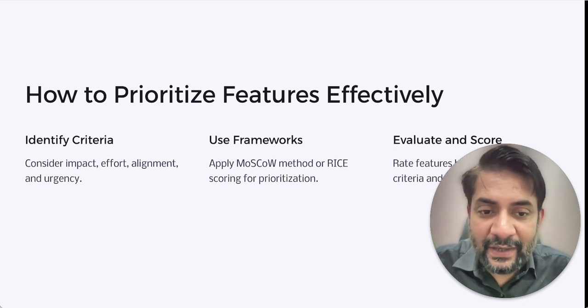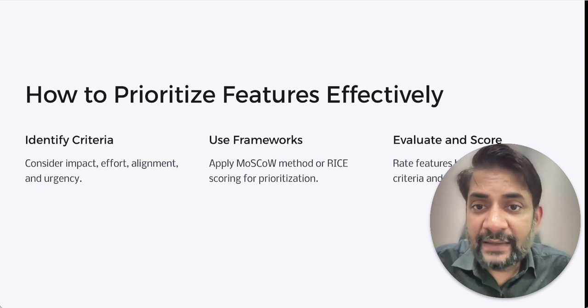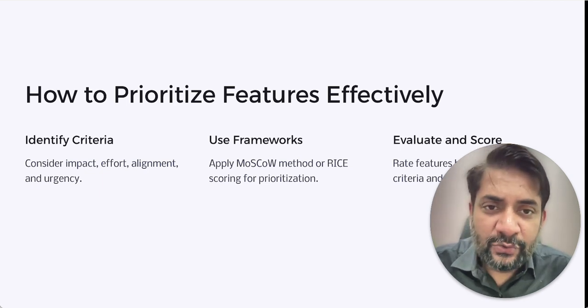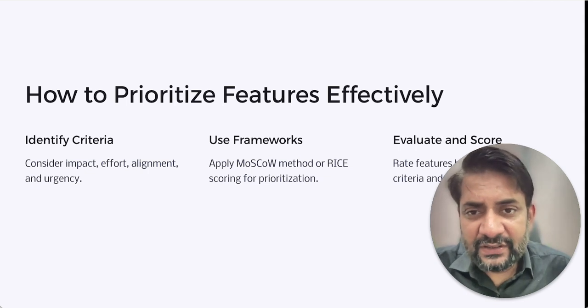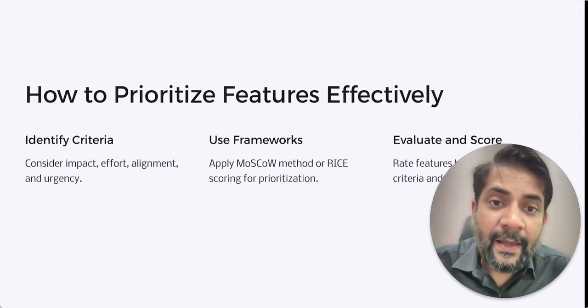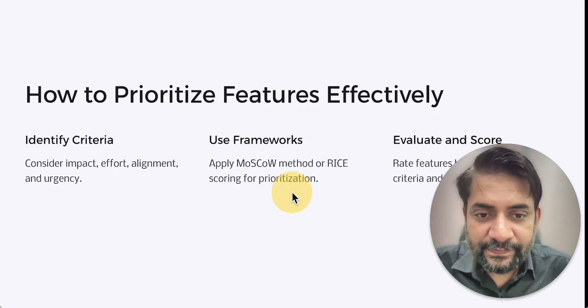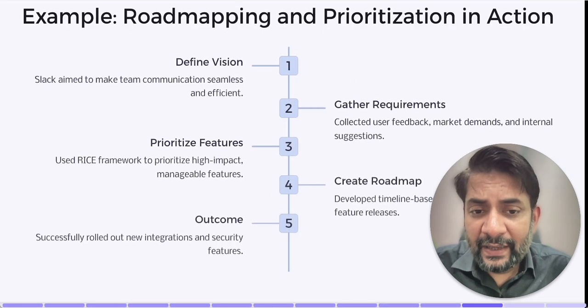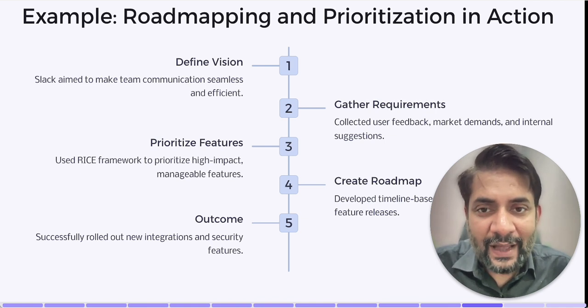Step 3 is to evaluate and score features. Assign scores, rate each feature based on chosen criteria, and then rank the features from highest to lowest priority based on their scores. Then you make data-driven decisions, use data insights, and involve stakeholders, and you review and adjust regularly through continuous evaluation and being flexible.